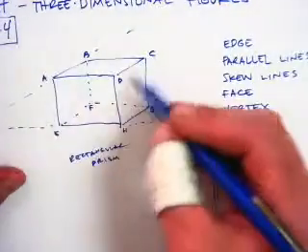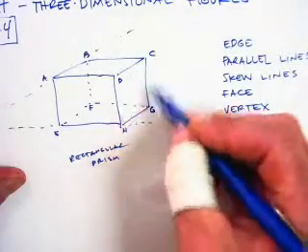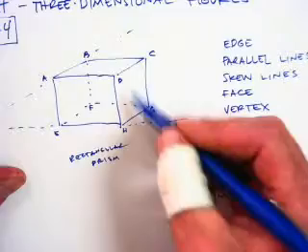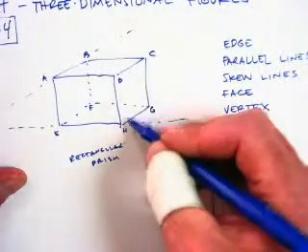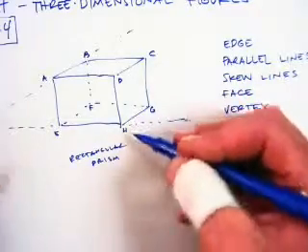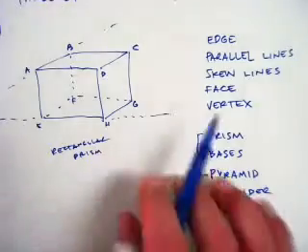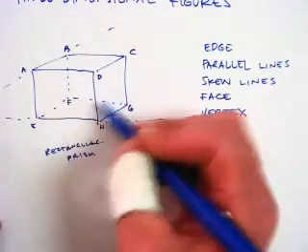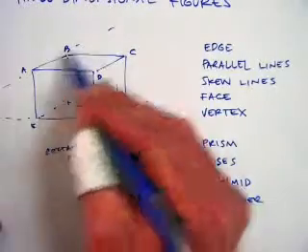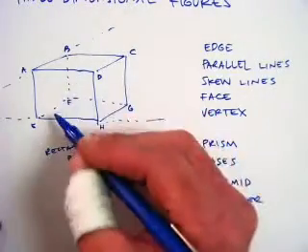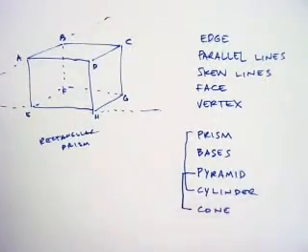A face is just any of the outside square or rectangular looking things in this shape. So this face, CDHG, that's a face, and a face is always going to be a plane. There are 6 faces on this rectangular prism, top and bottom, and then 4 sides. Vertex, there are 8 vertices here. A is a vertex, B is a vertex, C is a vertex, D is a vertex, E, F, G, and H are also vertices.